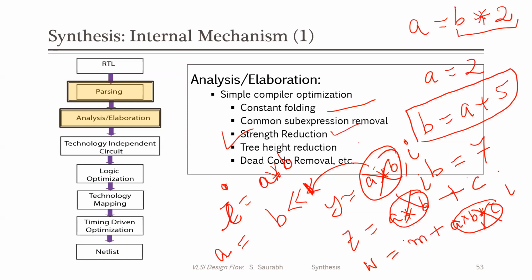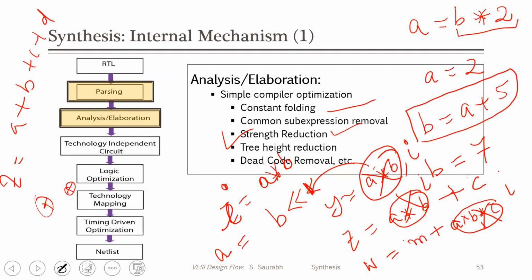Then there can be tree height reduction. For example, you wrote an expression a plus b plus c plus d, right? Z is equal to a plus. One way to implement it is that you have one adder, right? And you have another adder. Then, okay, so let me draw a better diagram. It may become confusing.